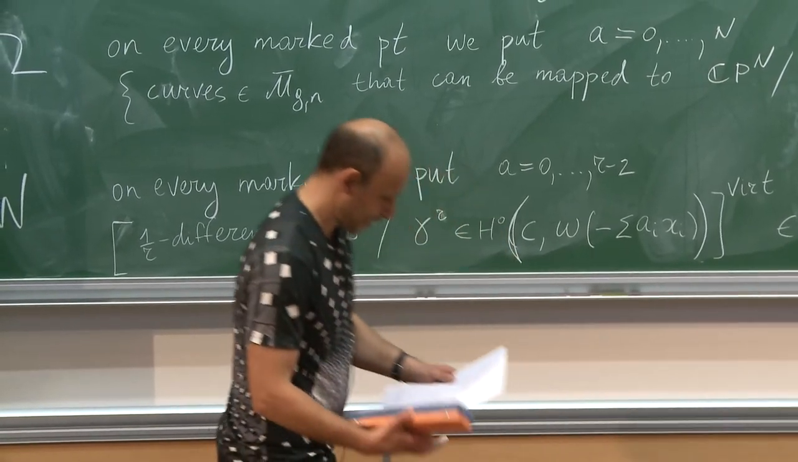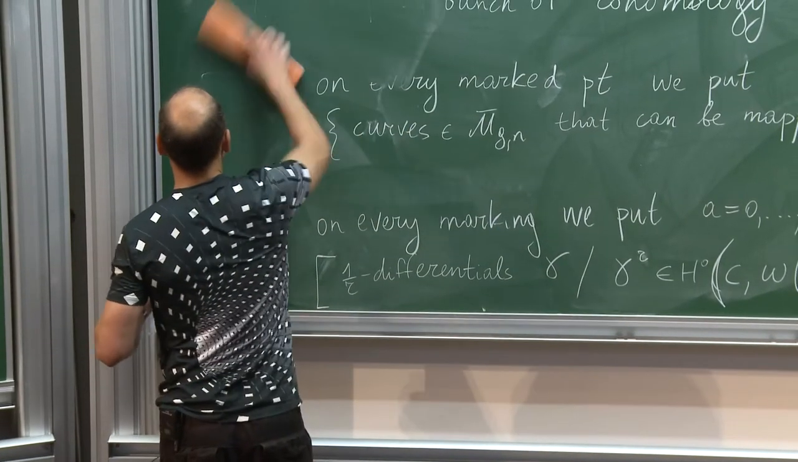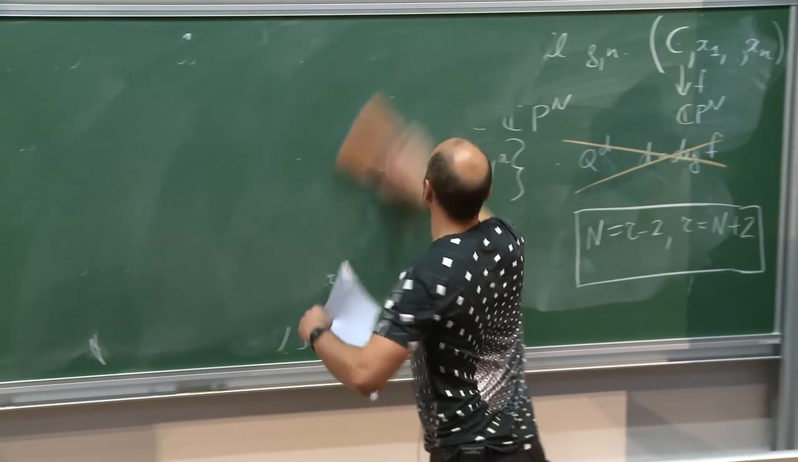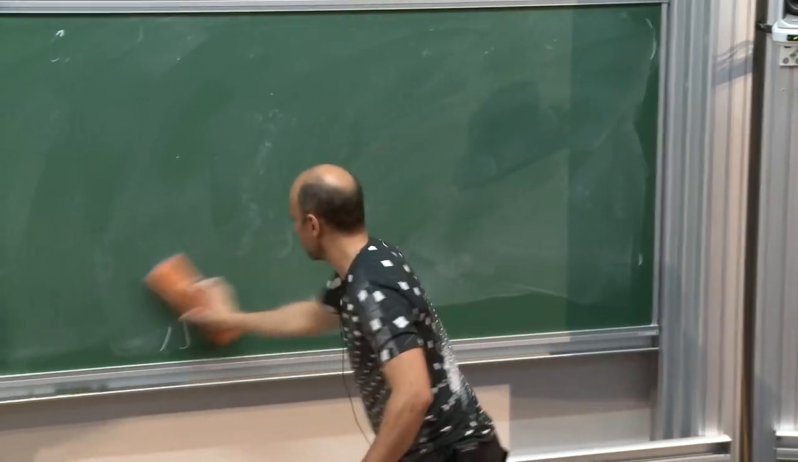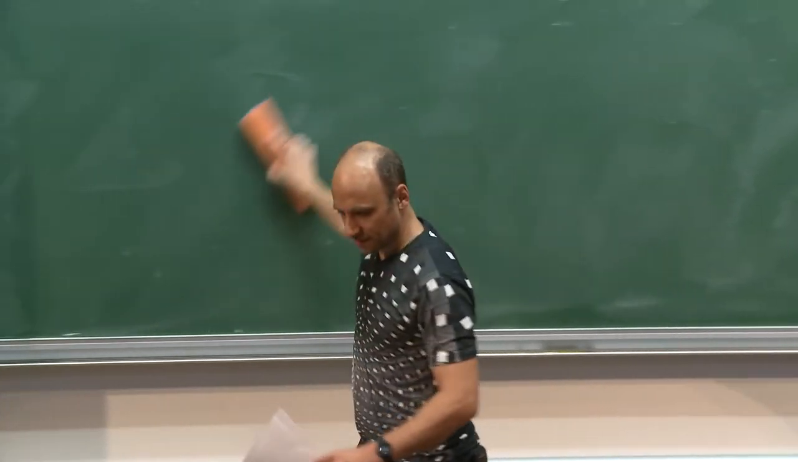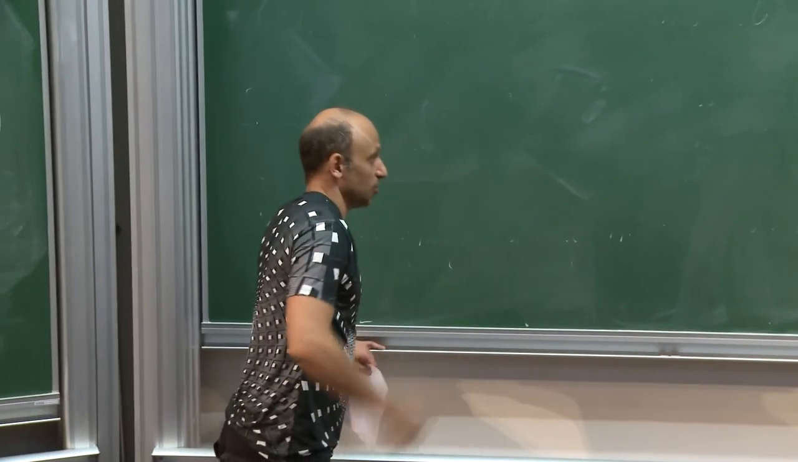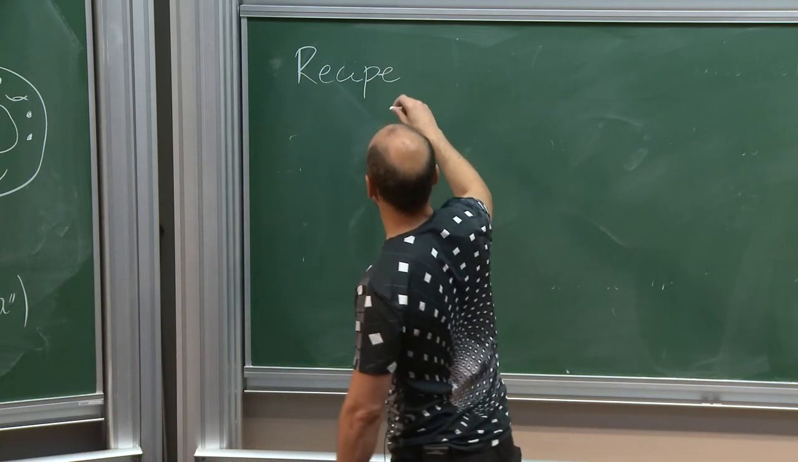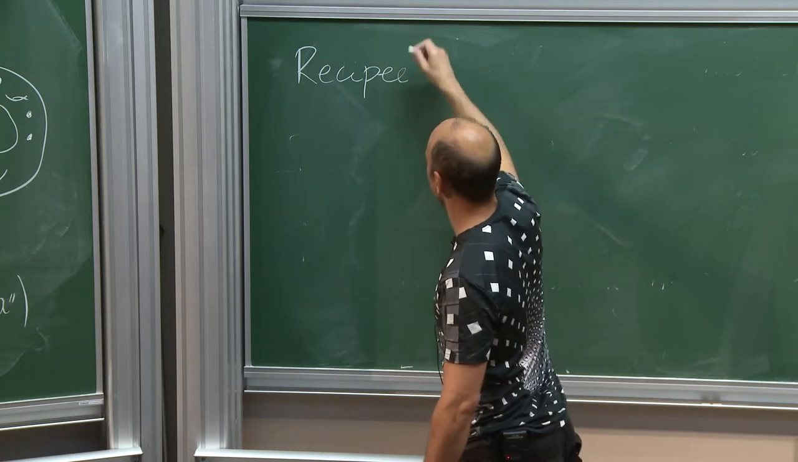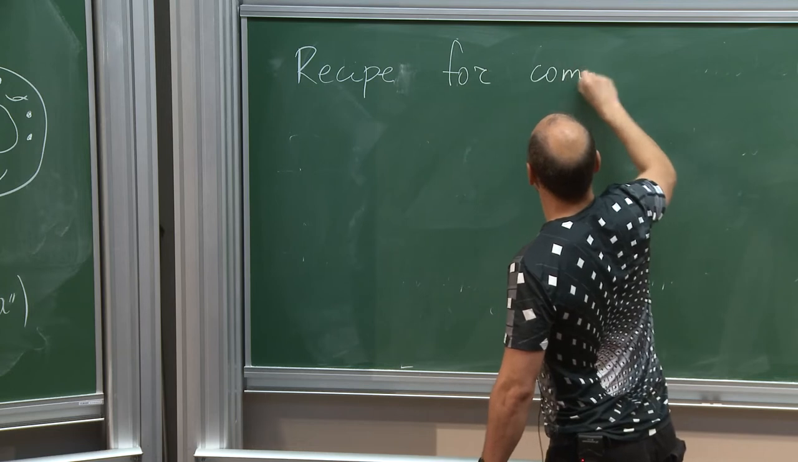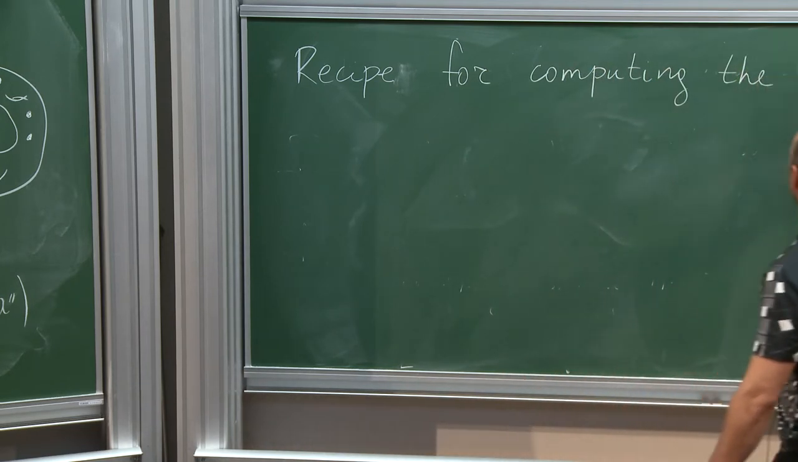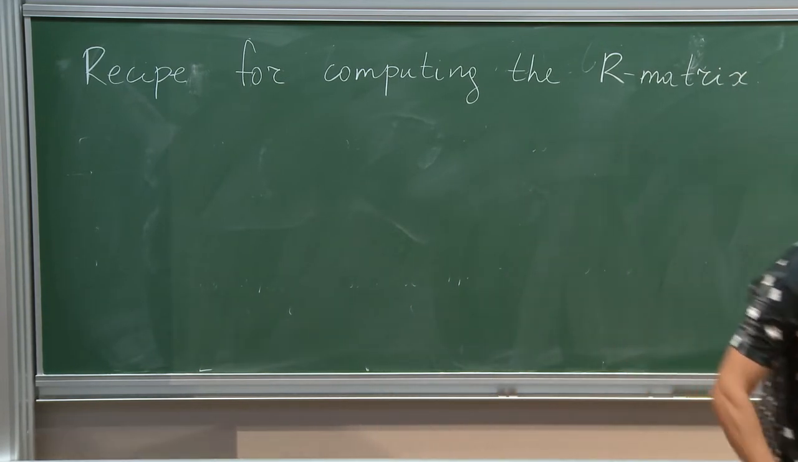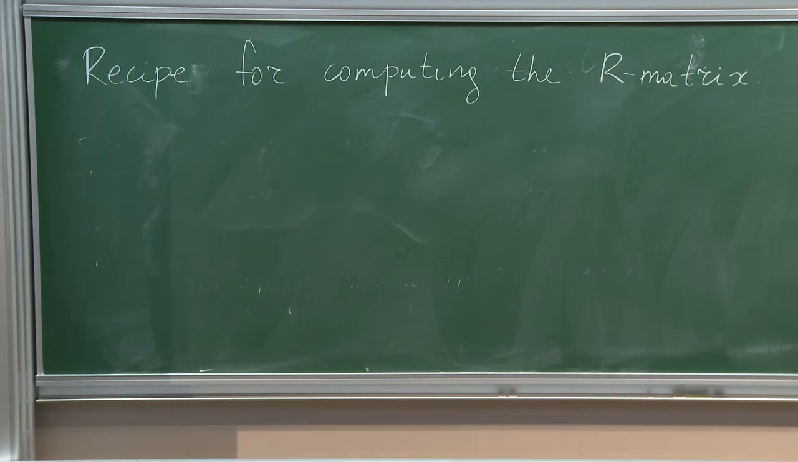Okay, so now I will make the connection with the differential equation. So maybe I will still continue about the R matrices. I will start with a concrete recipe. Does it take a double E or not? I don't remember. For computing the R matrix. So the reason I'm showing this is that this recipe actually is what makes the connection with the differential equation.